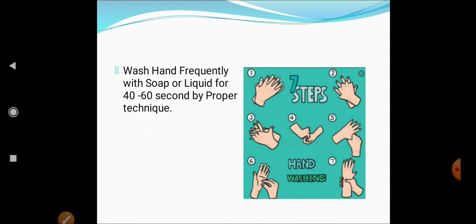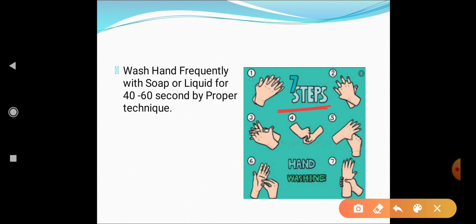You have to do frequent hand washing as I have said, but this hand washing should be done with soap and water, for at least 60 seconds, with the proper technique. If you follow the 7 steps of hand washing, then it will be best to prevent the infection.